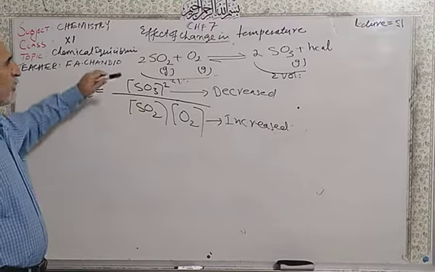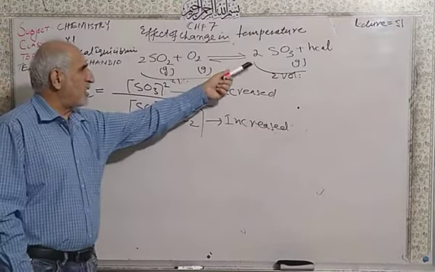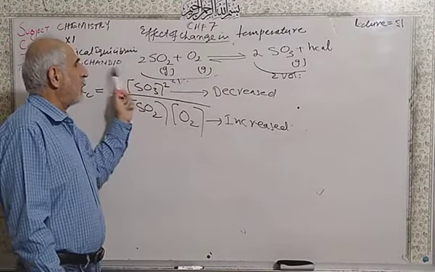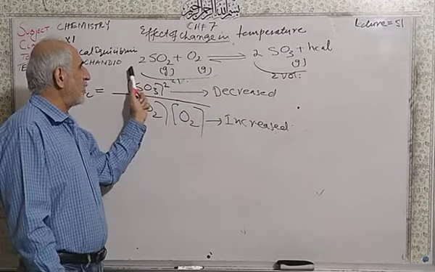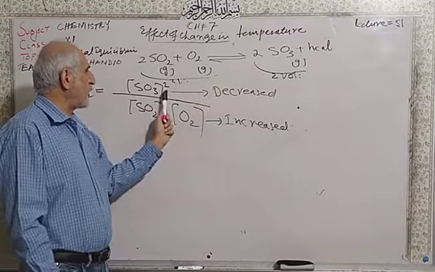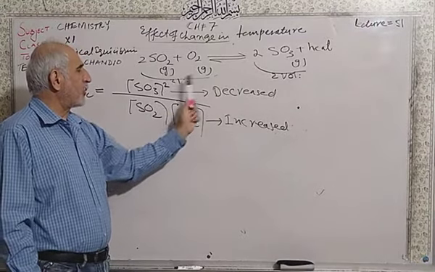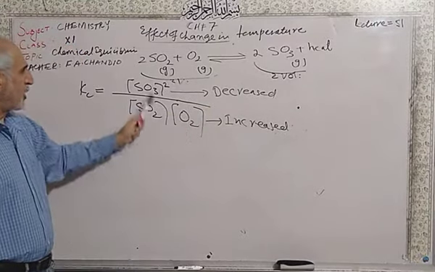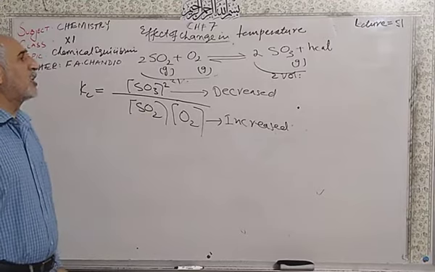But adding more temperature, then what happens? The system will move towards the left side, from right to left. So the concentration of the numerator, the product side, decreases, and the concentration of the denominator, meaning the reactant, is going to be increased here.